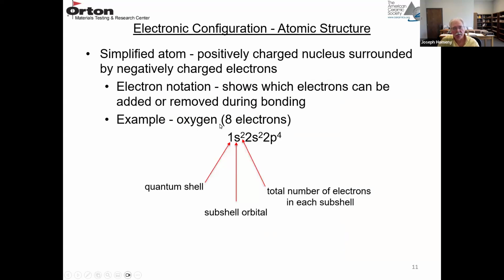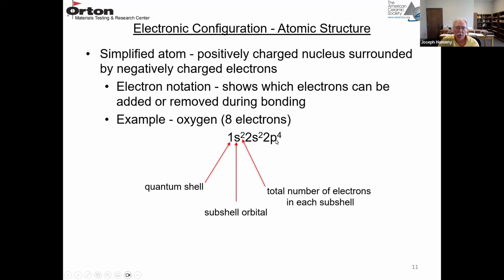Another example is oxygen. Oxygen has 8 electrons. So the first quantum shell with the s suborbital has 2 electrons, and then the second quantum shell has 2 s electrons, and now only 4 p electrons. So there's 2 electrons basically missing from this p subshell.